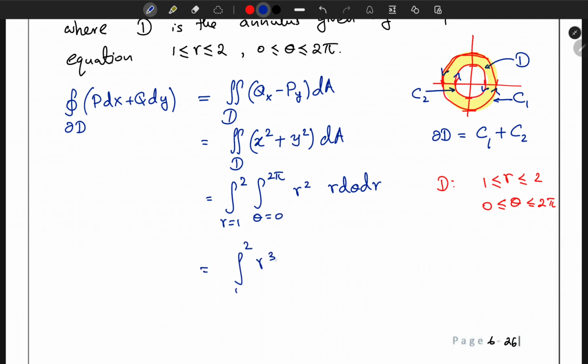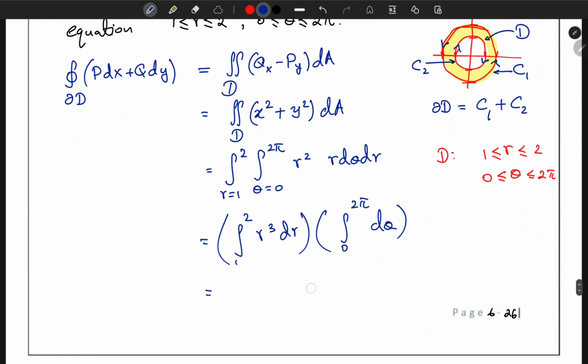Integral from 1 to 2 of r cubed dr, integral from 0 to 2 pi d theta, and you should get 15 pi over 2. Evaluate the integral, you should get 15 pi over 2.